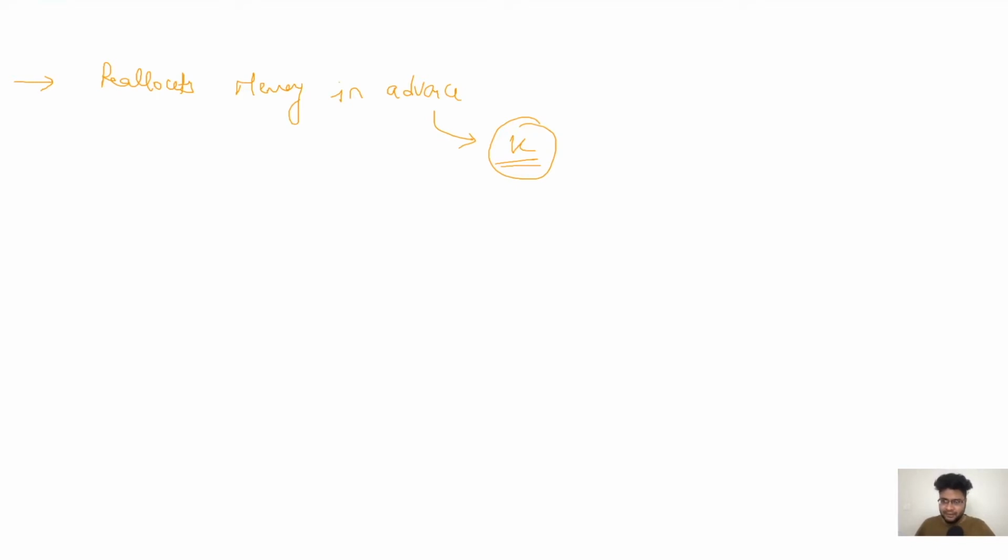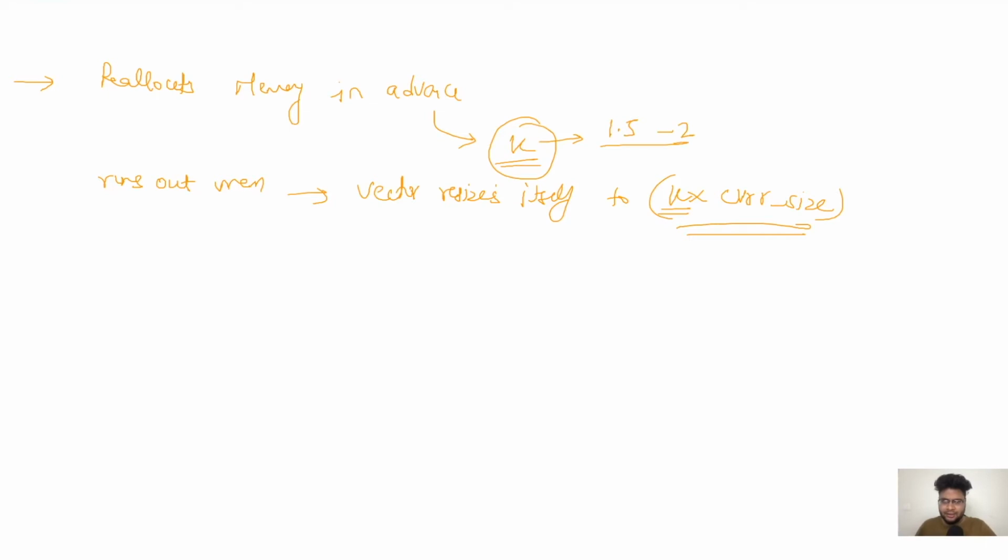So whenever the vector runs out of memory, it resizes itself to k times the current size of the vector, right? So whatever the current size of the vector is, it will multiply it by a factor k, and then it will resize itself. k generally lies between 1.5 and 2. For our case, let us take k as 2 and try to understand this.